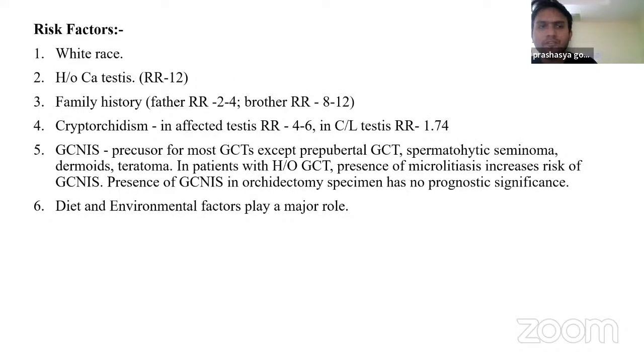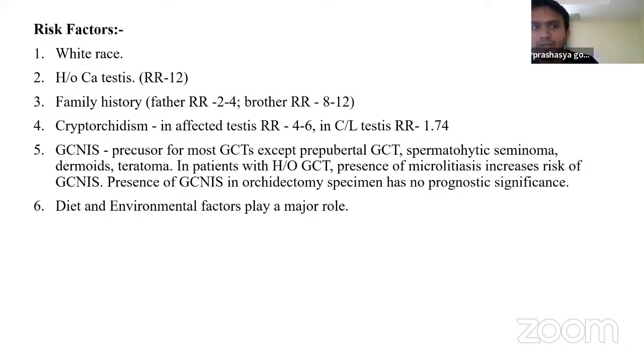Risk factors for developing a germ cell neoplasm are white race, history of CA testes in the patient itself, and family history. The risk is greater when the brother has a positive history of CA testes as compared to the father. And with a history of cryptorchidism, the risk of CA testes in the same testes is a relative risk of 4 to 6, while the risk in the contralateral testes is also slightly higher, 1.74.